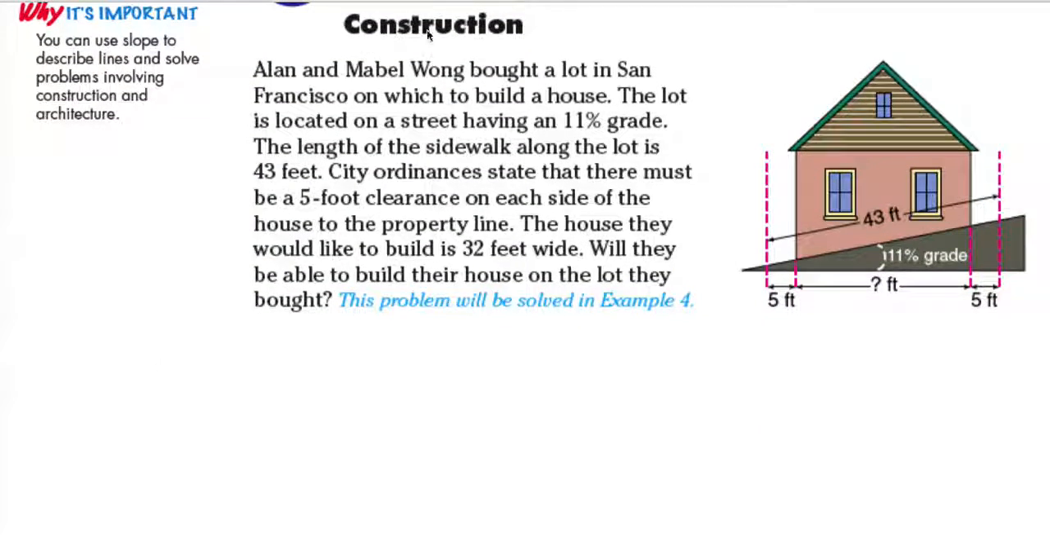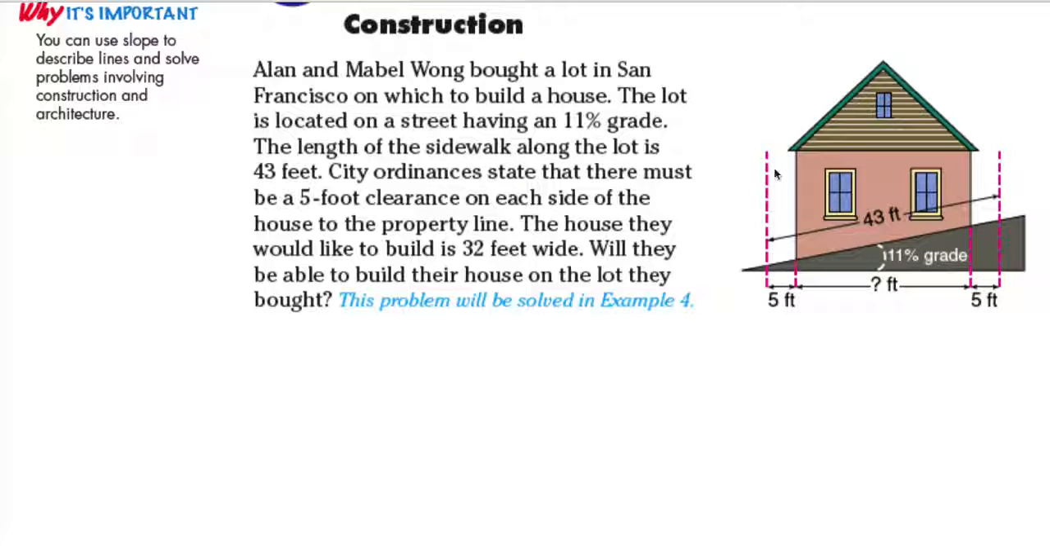Alan and Mabel Wong bought a lot in San Francisco on which to build a house. The lot is located on a street having an 11% grade. The length of the sidewalk along the lot is 43 feet. City ordinances state that there must be a 5-foot clearance on each side of the house to the property line. The house they would like to build is 32 feet wide. Will they be able to build their house on the lot they bought? We will solve this in example 4.